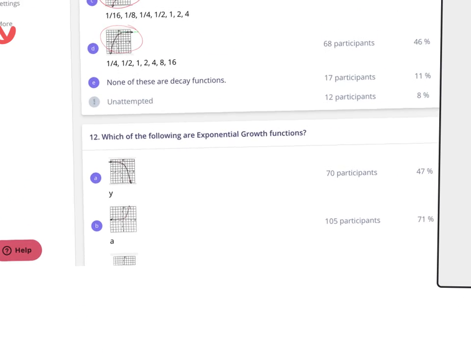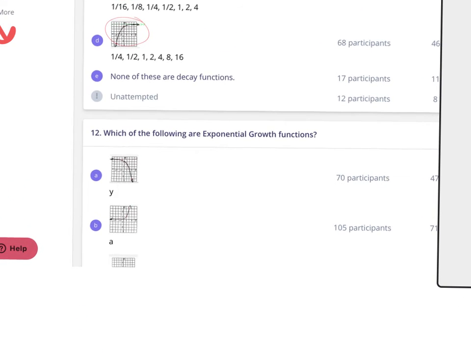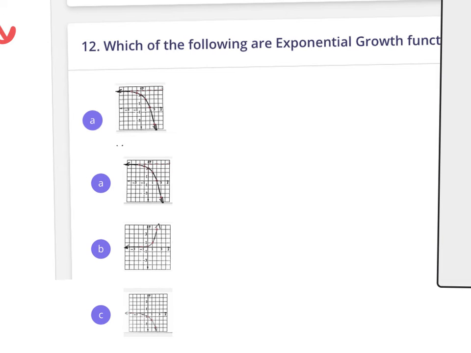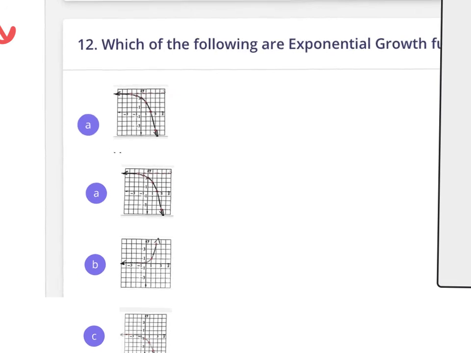Which of the following are exponential growth functions? Well, I guess I didn't get that whole thing. Let me check on the other page. Okay, because this question got cut off, I apologize. I've had some technical issues here, but we need to state which ones of the following are exponential growth functions.